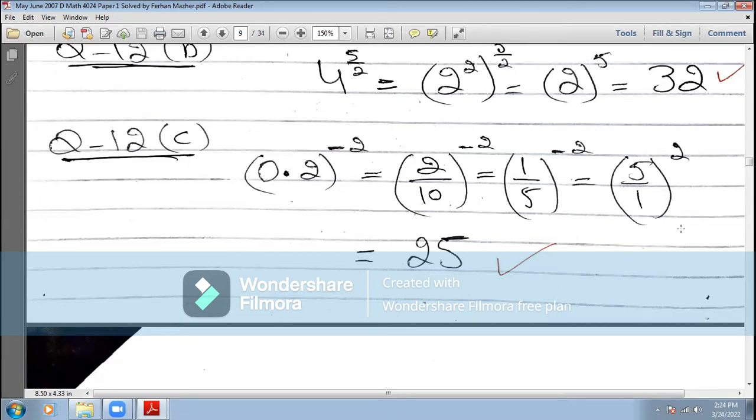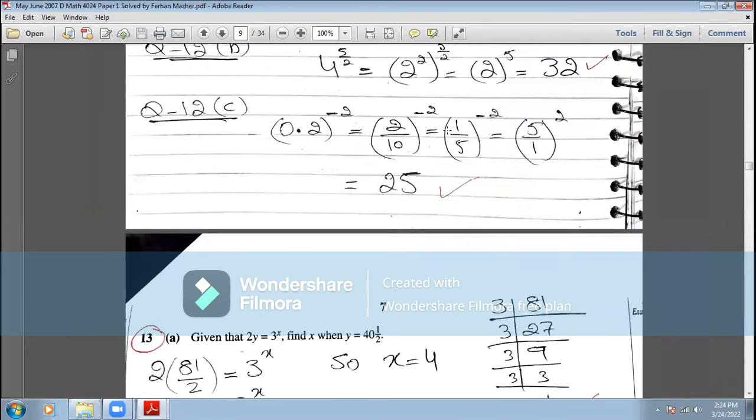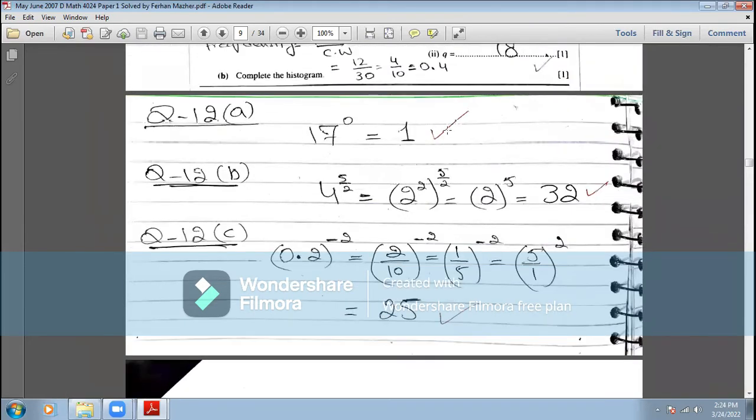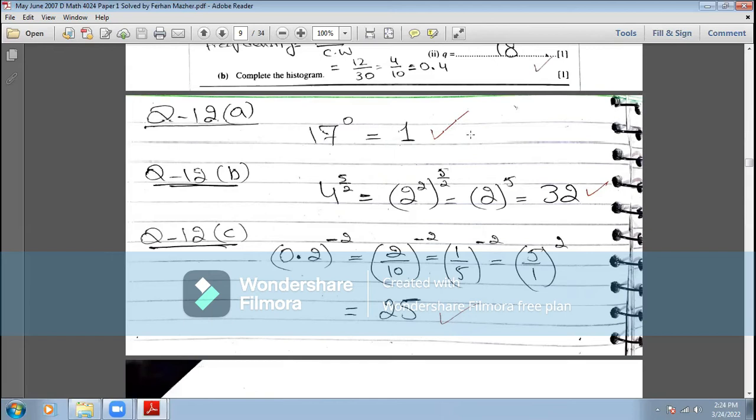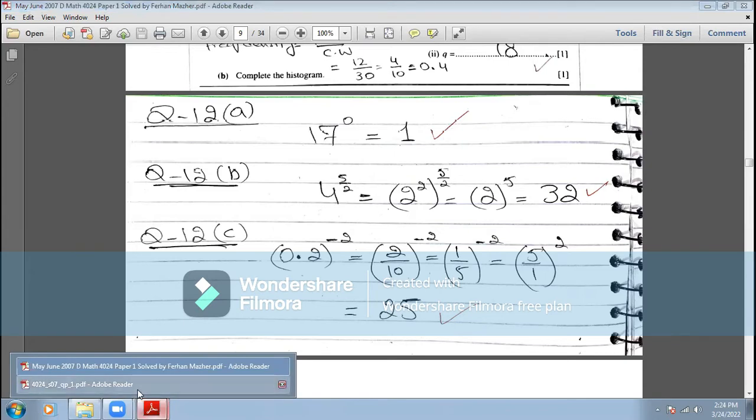You see, when you remove the negative sign in the power, the fraction inside that bracket will flip. It will reciprocate. So 5 square is 25, 1 square is 1. So the answer is 25. So I hope you have understood this question. The whole question number 12 is showing up on your screen. I have already checked the answers with the marking scheme. That's why after checking with the marking scheme, I put the ticks here. So no need to go to the marking scheme because I have already checked them.